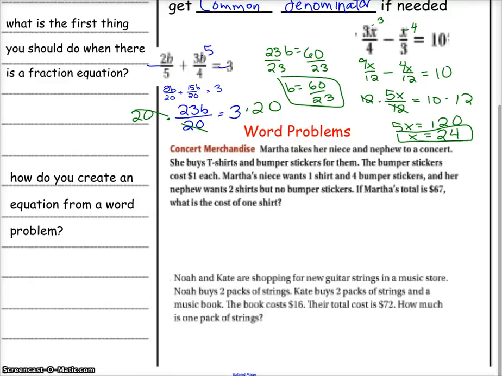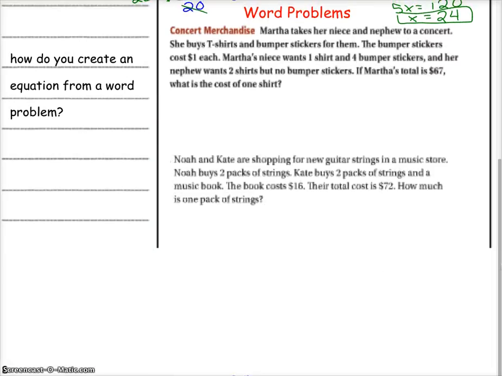So let's analyze this. Martha takes her niece and nephew to a concert. She buys t-shirts and bumper stickers for them. The bumper stickers are $1 each. Martha's niece wants 1 shirt and 4 bumper stickers, and her nephew wants 2 shirts but no bumper stickers. Martha's total was $67. What was the cost of 1 shirt?